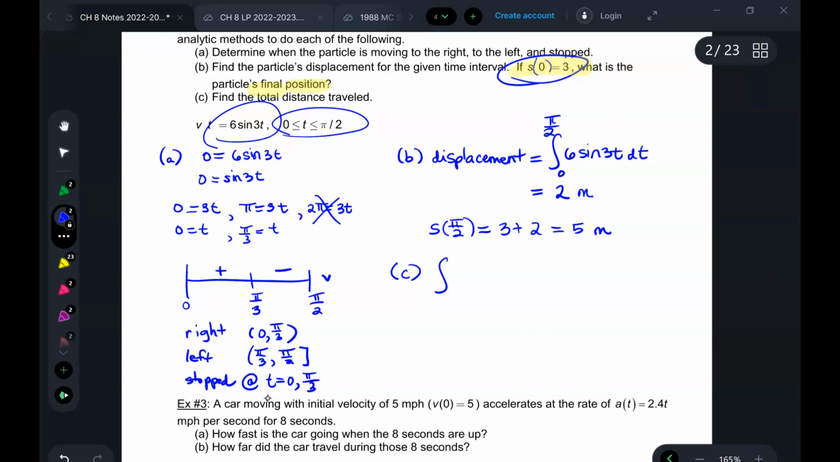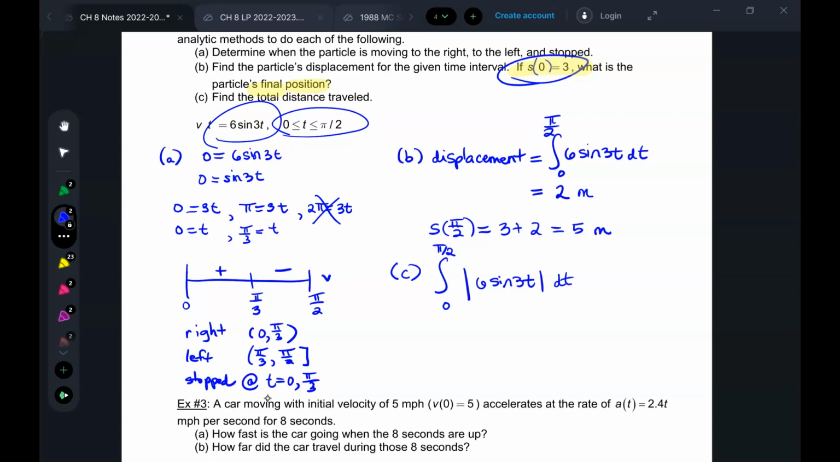So that's going to be what? The integral from 0 to pi over 2 of the absolute value of 6 sine 3t. If you were going to break it up, you would have from 0 to pi over 3, and then from pi over 3 to pi over 2. That would end up giving you a negative value, so you would just want to make it positive, and you would add those two results together.